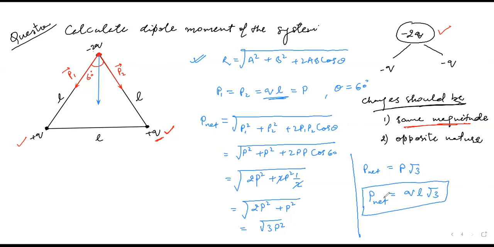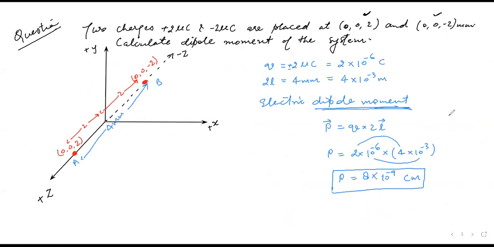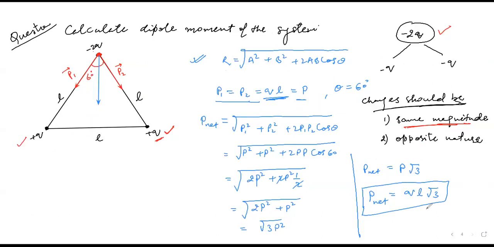So P equal to Q into L, right? Because both are the same magnitude. So we are taking here P1 and P2, both are the same. But the formula for the dipole moment is P equal to Q into L, right? No. You can take L or 2L. What is the reason for the 2L? Let's try to understand.